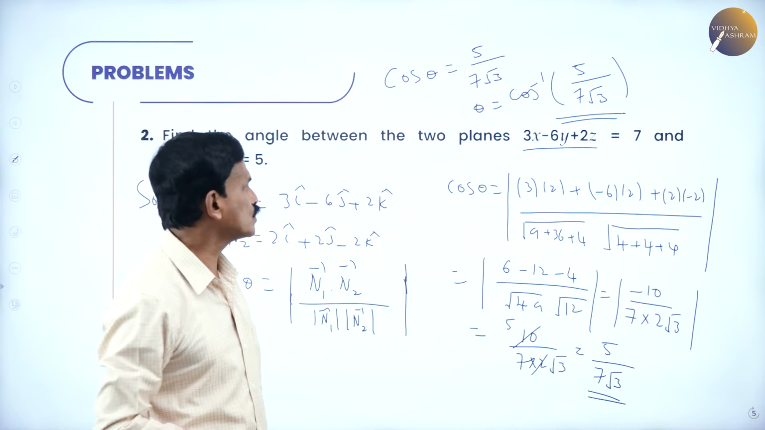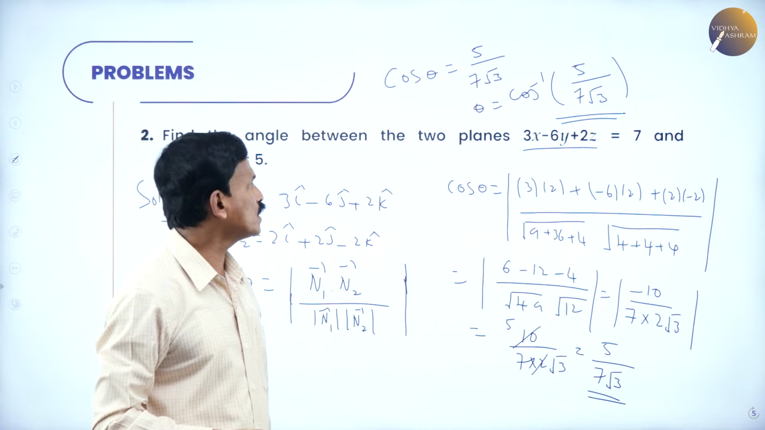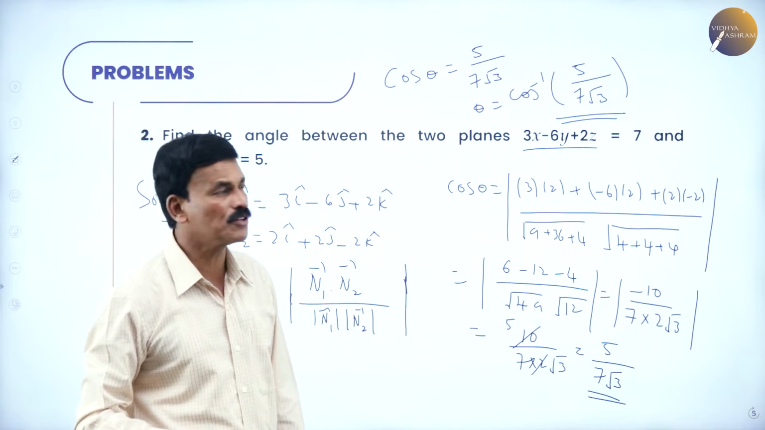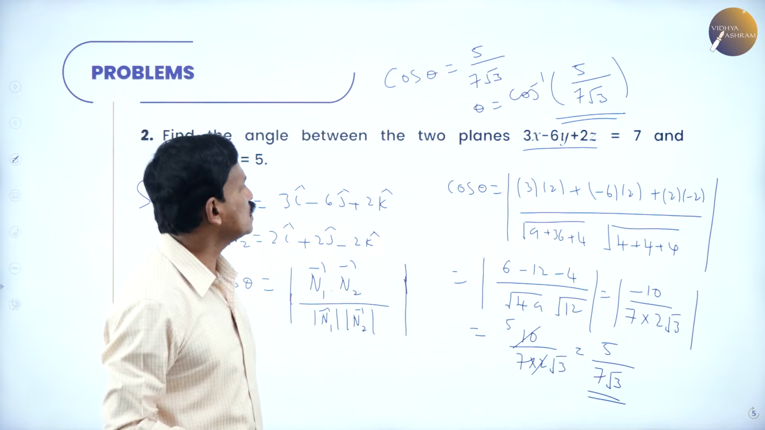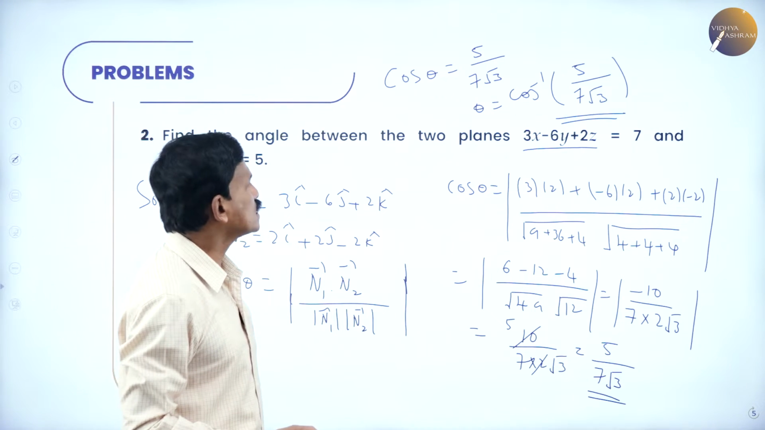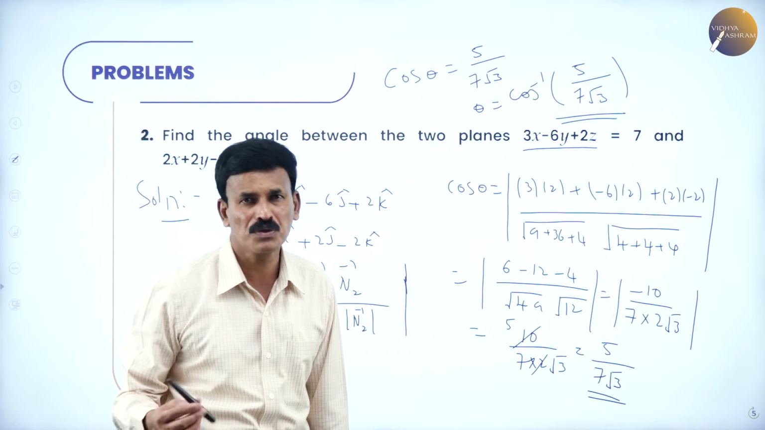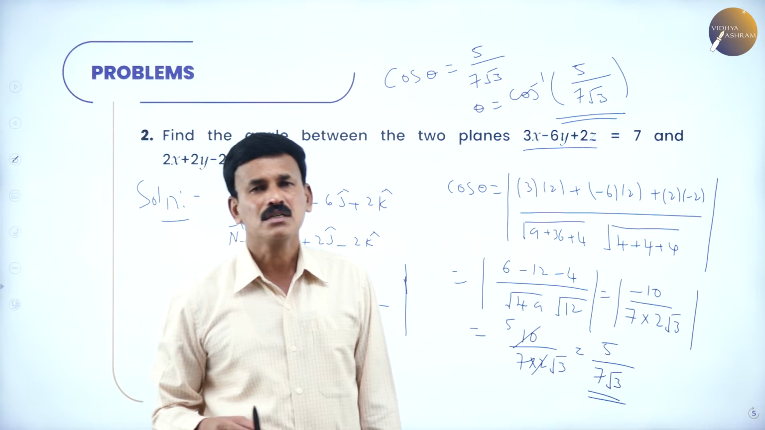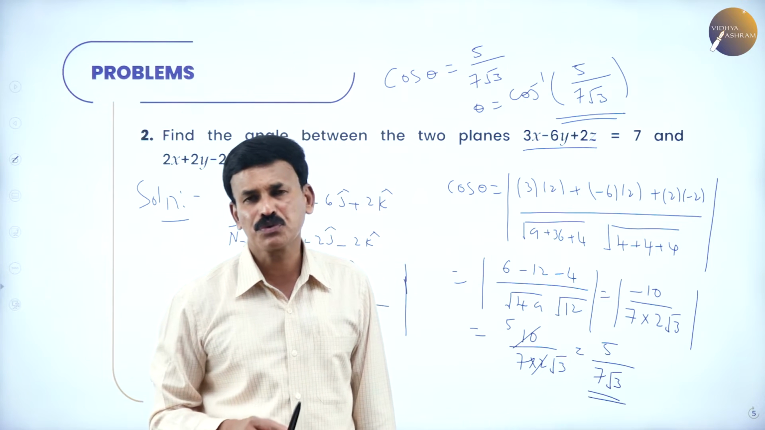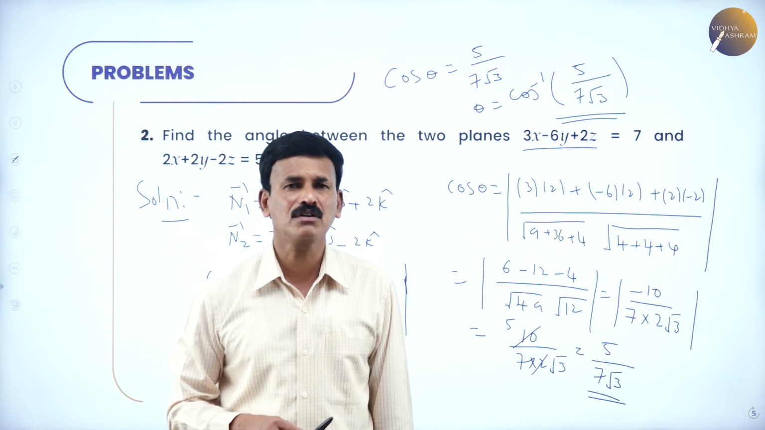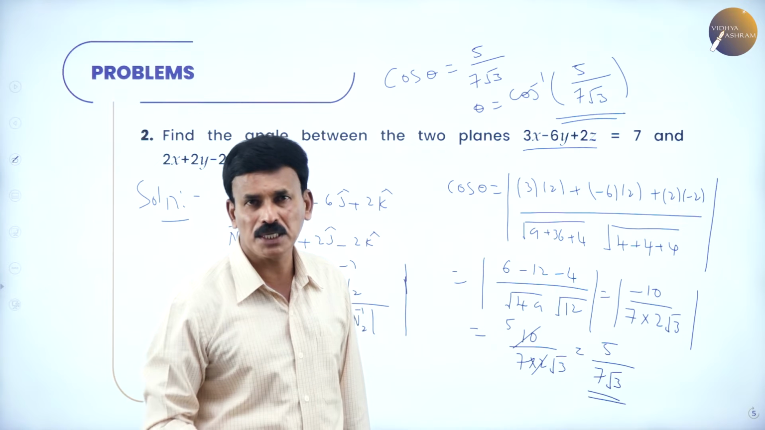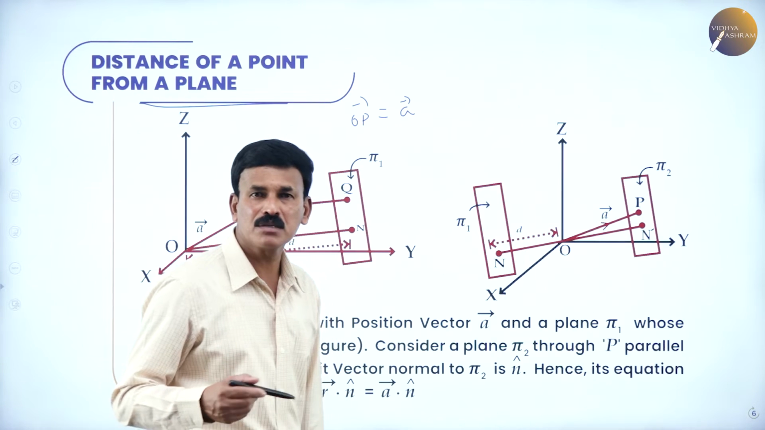So the angle of intersection between the two planes is given by theta is equal to cos inverse of 5 divided by 7 into root 3. This is the angle between the two planes. Hope you followed. So these are a few problems based on the angle of intersection between two planes. That's it. Let us come to the next concept.